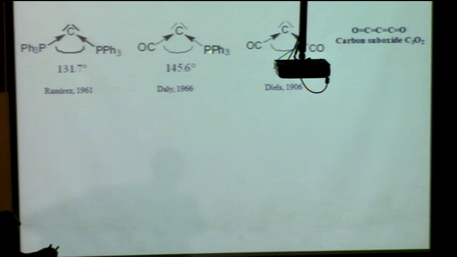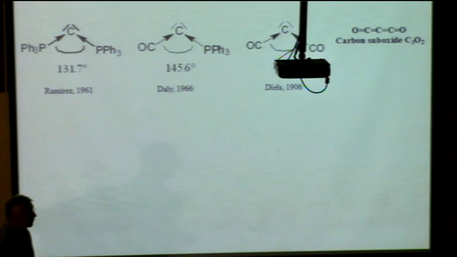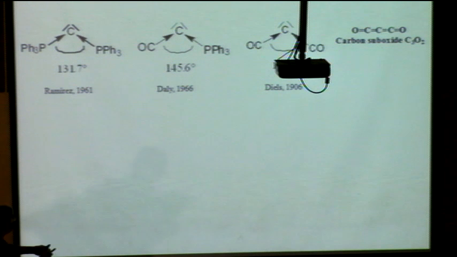a significantly poorer pi back donor, you see what happens with the angle from 156 to 145, and if you have two of them, 132. This is a famous carbodiphosphorane by Ramirez in 1961, always described as a double ylid, but this trend of the bond angle nicely explains why we have this bonding model of donor-acceptor interaction, really nicely explains why we get this.